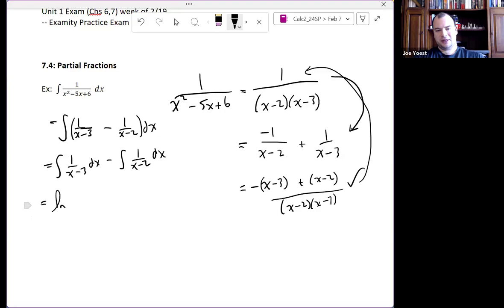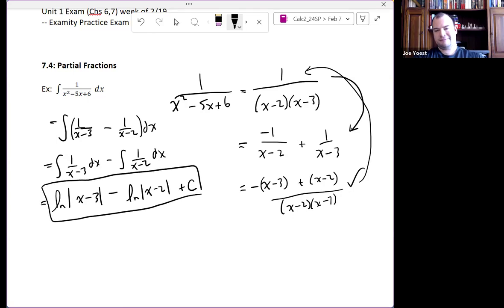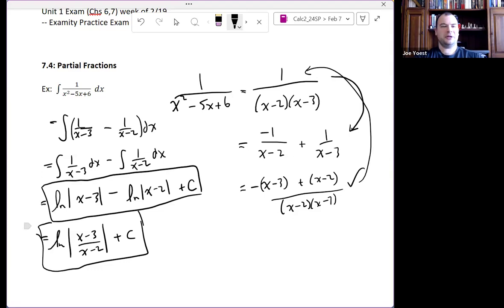And this I recognize as log absolute value of x minus 3 minus log absolute value of x minus 2 plus c. Or maybe I want to combine these as log absolute value of x minus 3 over x minus 2 plus c, using one of my log properties.